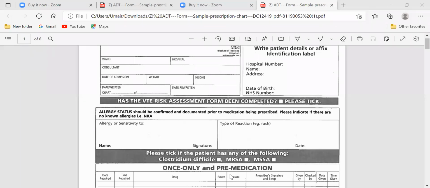So your task is to write down the above medications. So medications include the routine medication, lithium carbonate, and ibuprofen. Other information you have, patient is allergic to penicillin and patient had anaphylactic reaction. Okay, so this is all about the patient information.